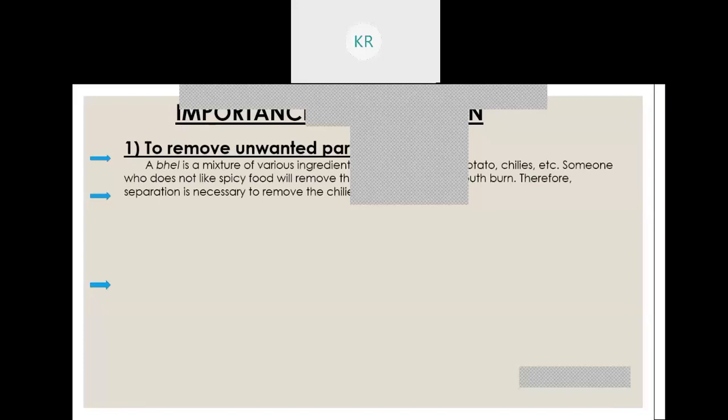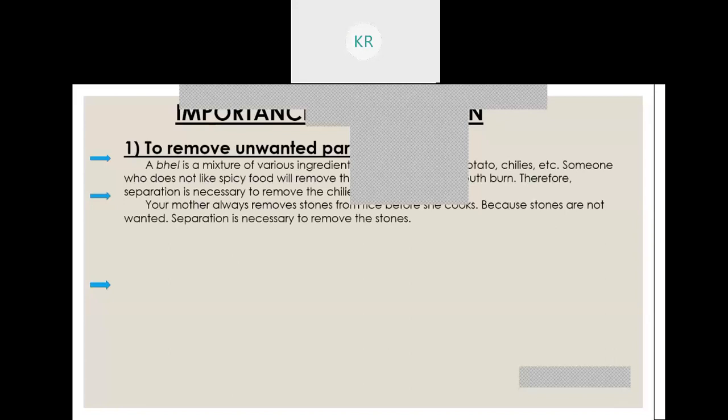a bhel mixture. A bhel is a mixture of so many ingredients: onion, tomato, potato, chilies, etc. But as you can see here, if someone who does not like spicy food wants to remove the chilies, what do we need to do? We'll separate them from the bhel. So, to remove unwanted particles which we do not want.